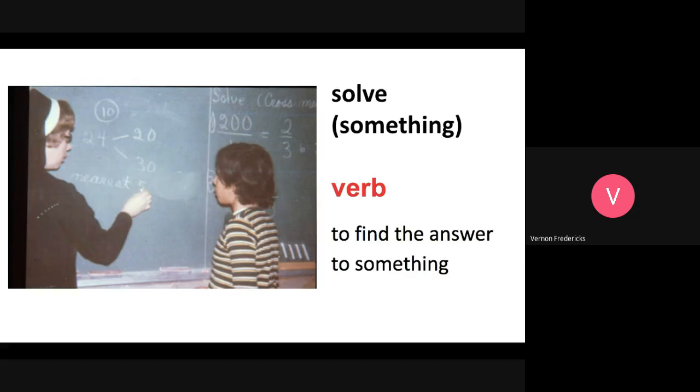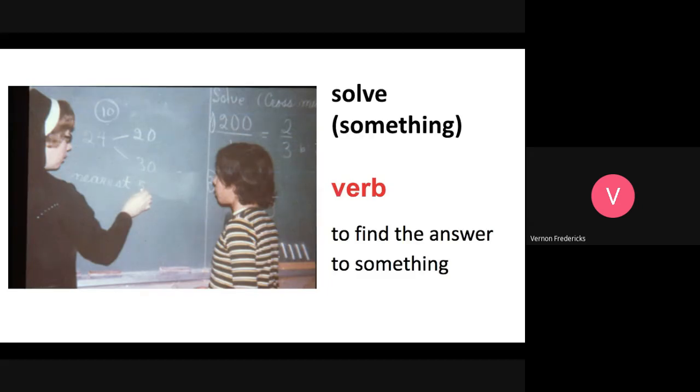The next word is solve. It's a verb. Is to find the answer to something. And this is usually when you have a problem. Yes. Or as you can see in the picture, the teacher is explaining the math problem, trying to solve the math problem. And she's explaining it to the student in front of the board. Yes. And they are solving the problem.